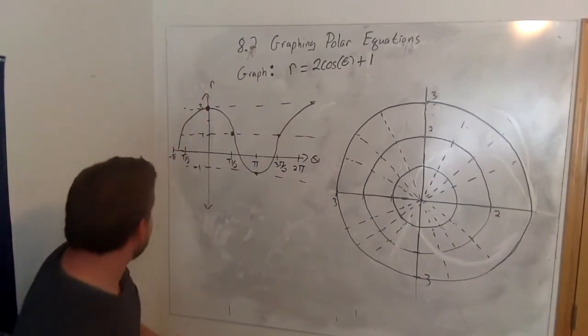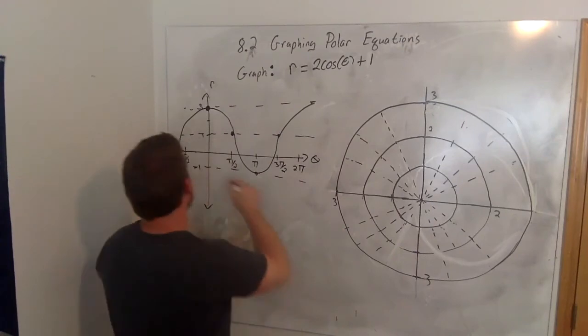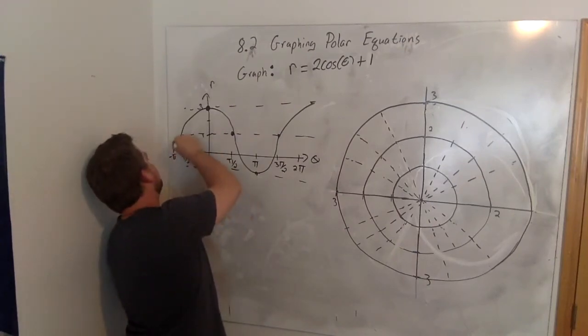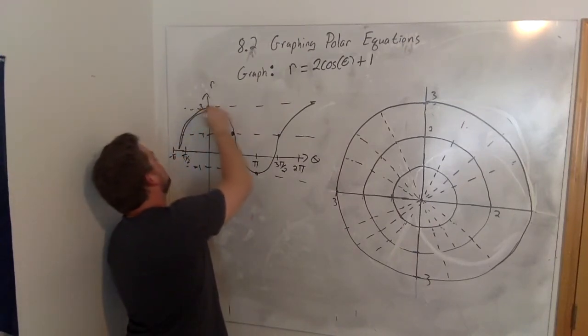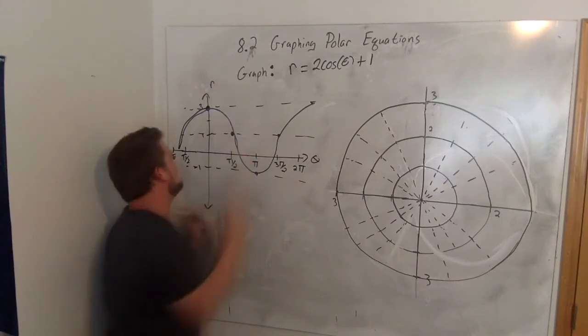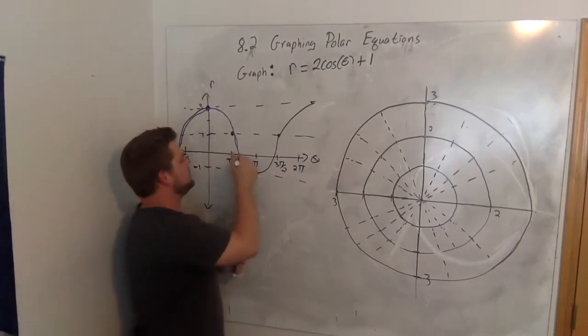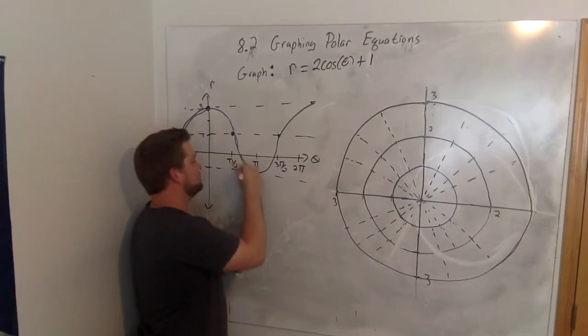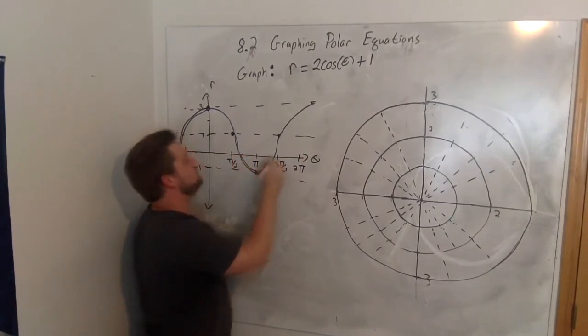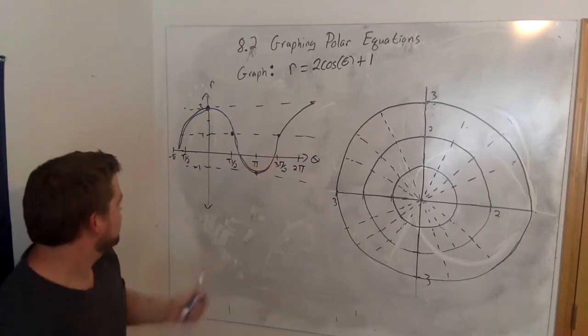What I'm going to notice is that we should be getting some sort of leaf or some sort of loop for this hump, and we should be getting another little leaf on this smaller hump. Okay, let's see what happens.